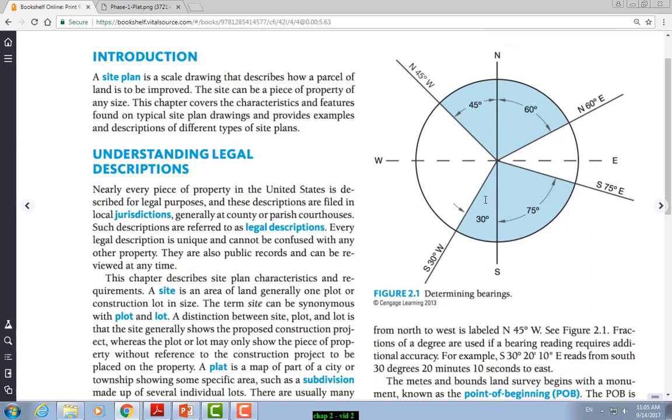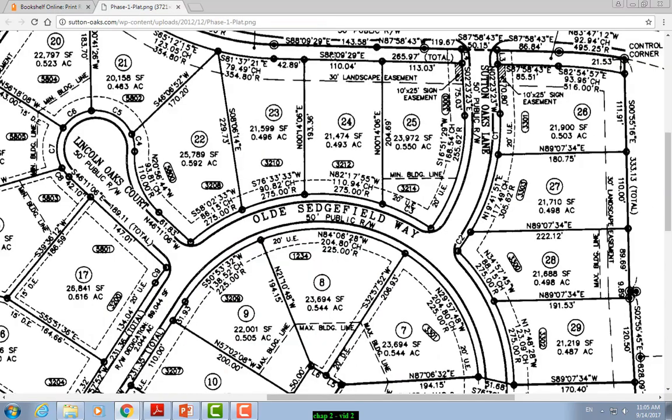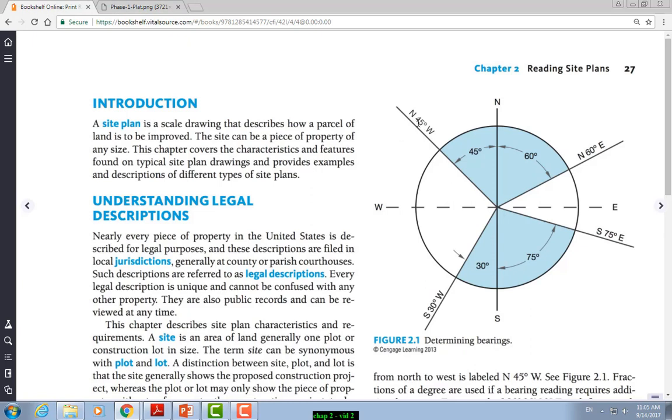And again, that's just the basics of it. Each property is going to have a bearing, which tells you exactly in real life where that line is going to be. Now, here you see minutes and seconds. This one, just for the purpose of explaining, just gives degrees.